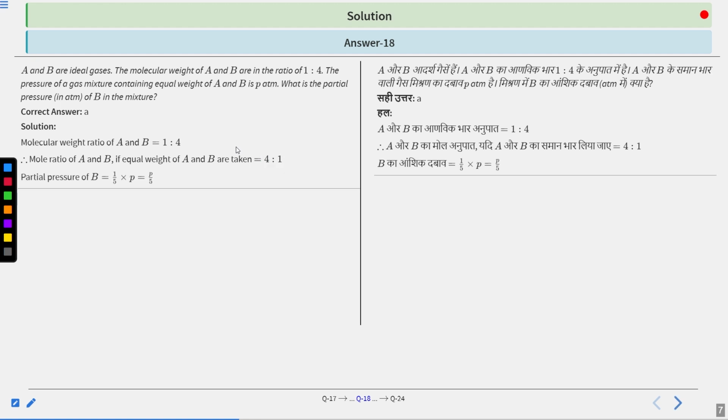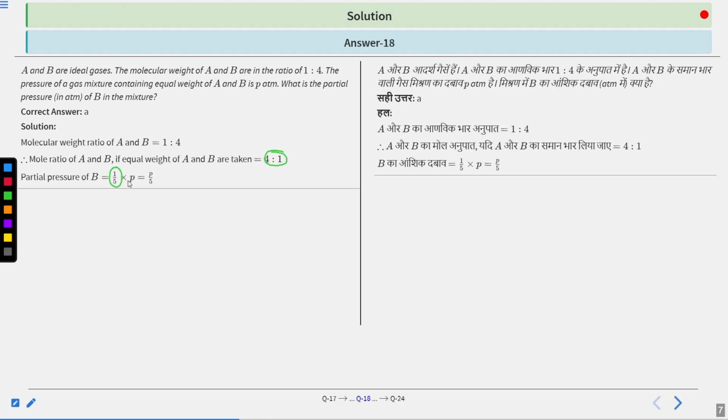What will be the ratio of partial pressure? It will be 1/5 into P. Clear? How can we say that this is 1/5? Since the molar ratio is 4:1, we can get the mole fraction from here. The mole fraction will be 1/5 because 1 is the number of moles of B and 5 is the total number of moles. Or if you assume the ratio as x, then x is the number of moles of B and 5x is the total number of moles. So that gets cancelled out when we calculate the mole fraction and we get 1/5.